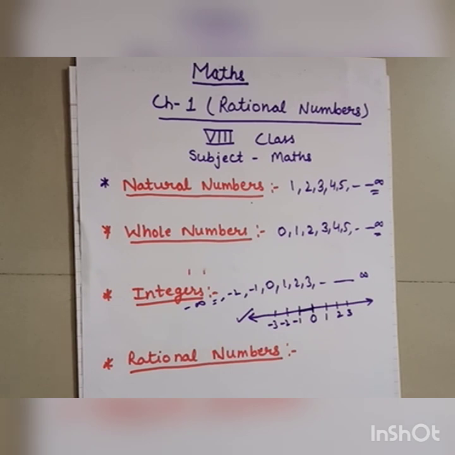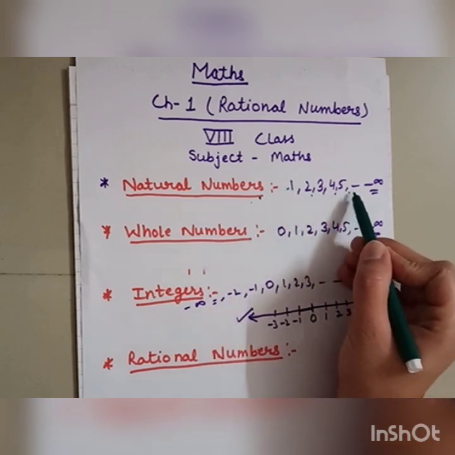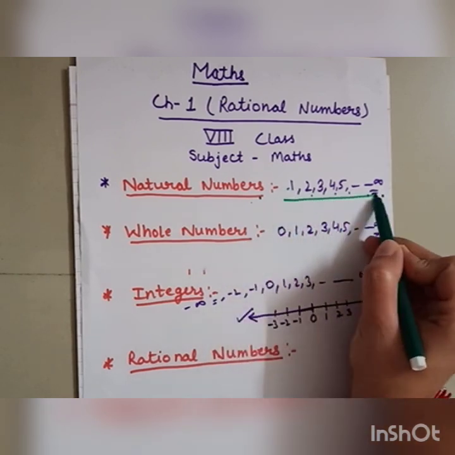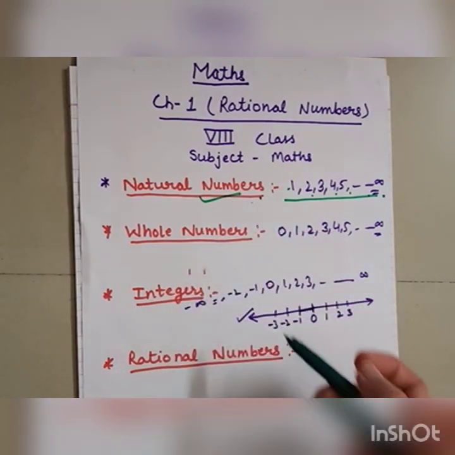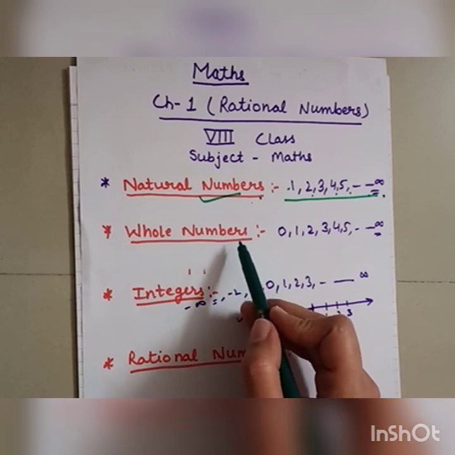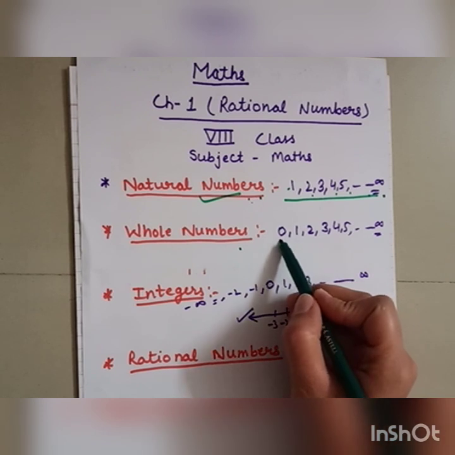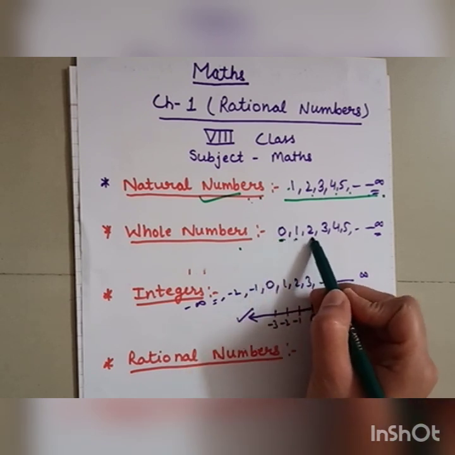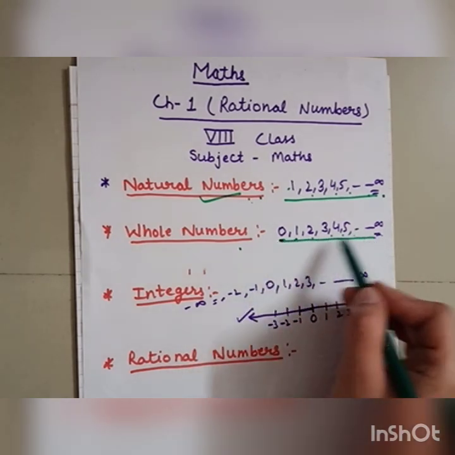There are so many types of numbers. The first one is natural numbers. Natural numbers are counting numbers: 1, 2, 3, 4, 5 up to infinity. Next are whole numbers, which means natural numbers including 0. When we include 0 with natural numbers, that is 0, 1, 2, 3, 4, 5 and so on up to infinity. These are called whole numbers.